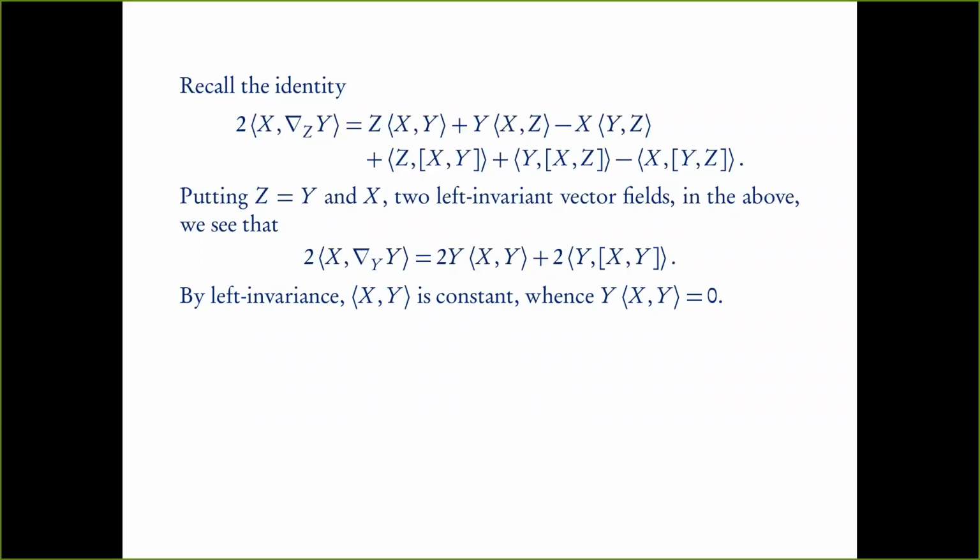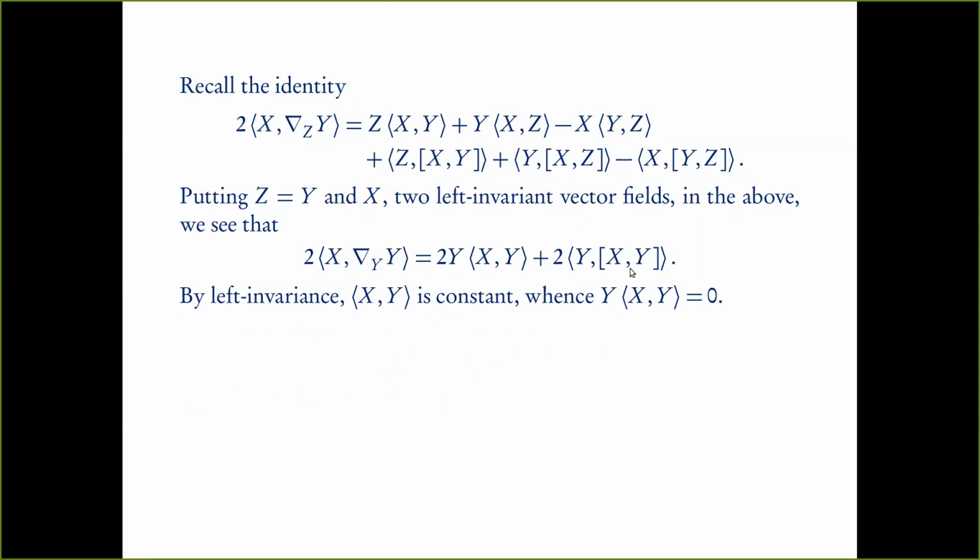Good. So what we want is to show that nabla_y y is 0, correct? To show that nabla_y y is 0, it suffices to show that the inner product <x, nabla_y y> is 0 for any x. So that means it will suffice to show that the right hand side, which is the inner product of y with the bracket [x, y], is 0 for any x.